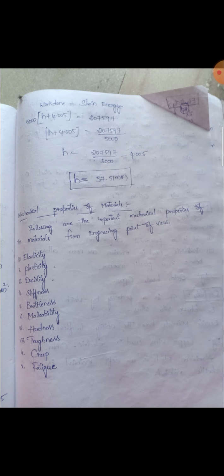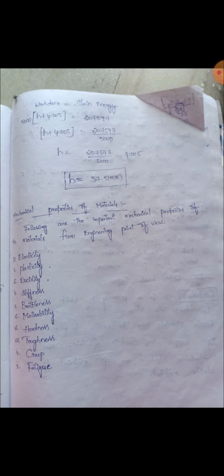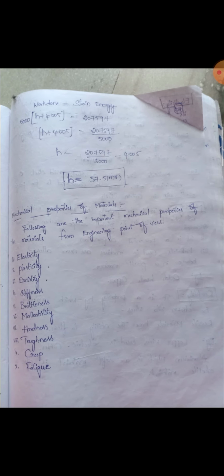In an engineering point of view, each material possesses some properties. Every property is a very important property for each material. So what is meant by elasticity? Define elasticity. It is the property by which a material changes its shape when load is applied, and will regain its original shape when load is removed.